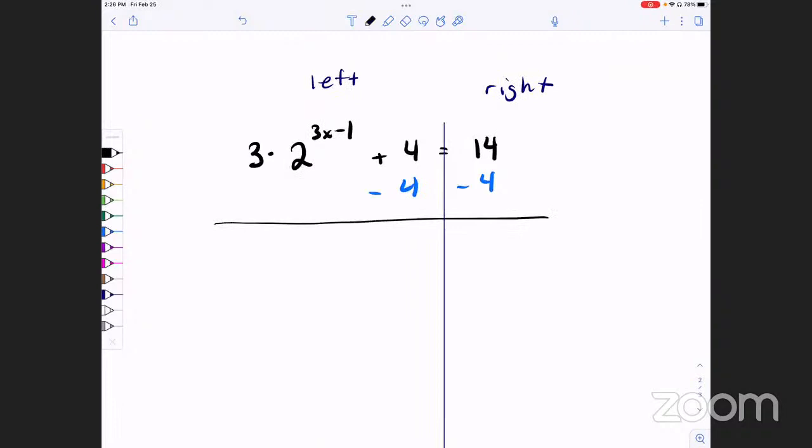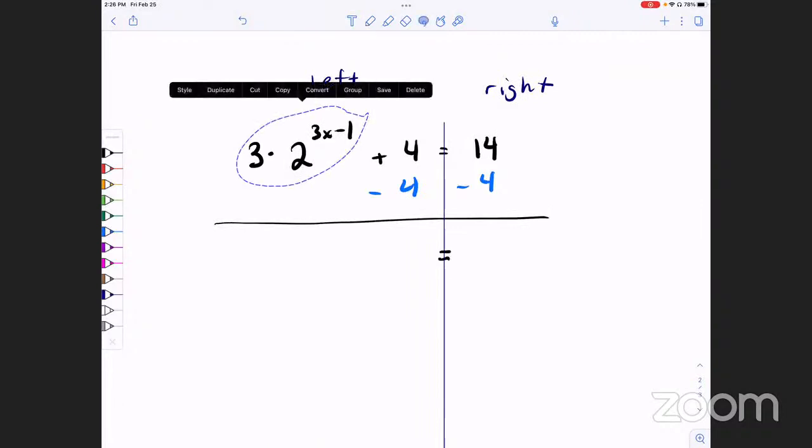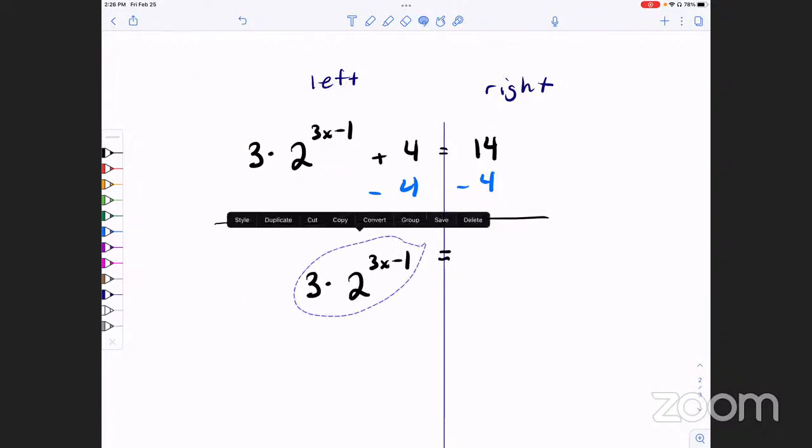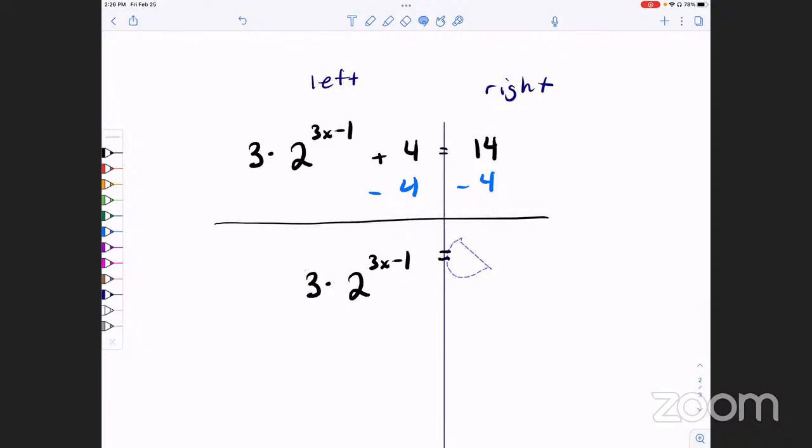So a number plus its opposite is 0. So then on the left, copy and paste, this is what remains. 14 minus 4 is 10.